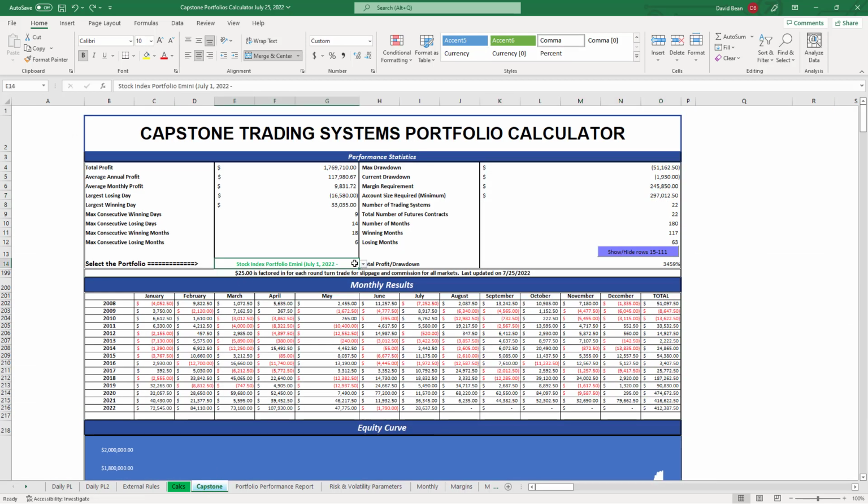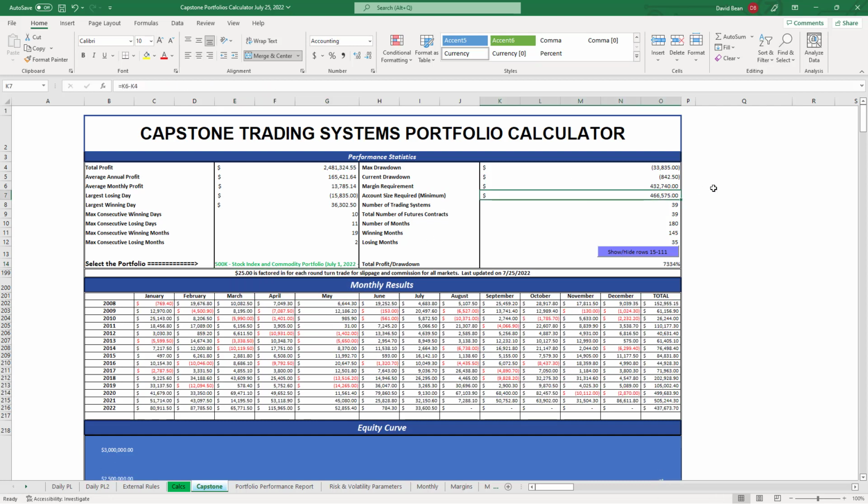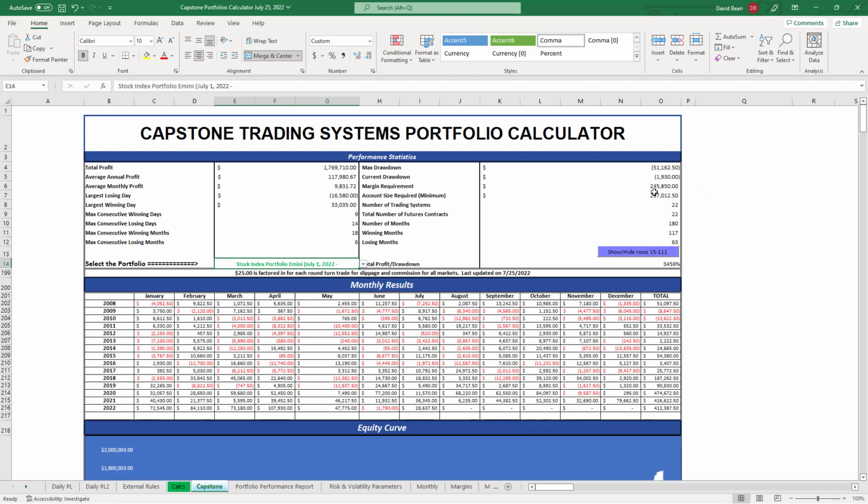Using the June numbers with the 100% day trade matching the overnight, the stock index portfolio is 466,000, and the number for the stock index for the E-mini is 297,000. The stock index portfolio for the micros is 29,000.